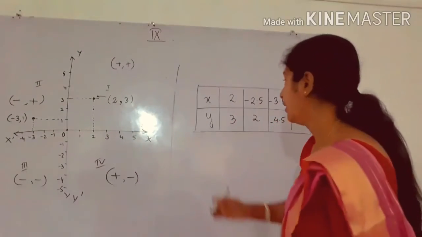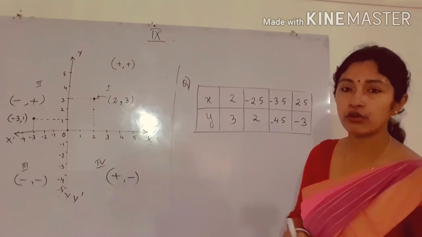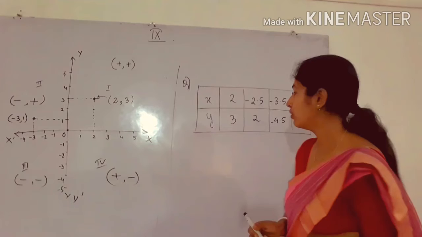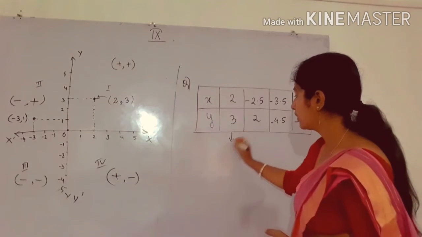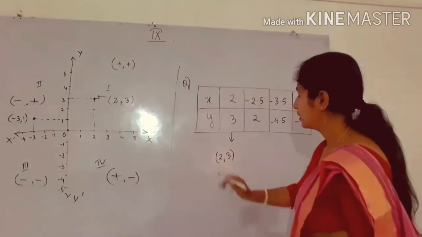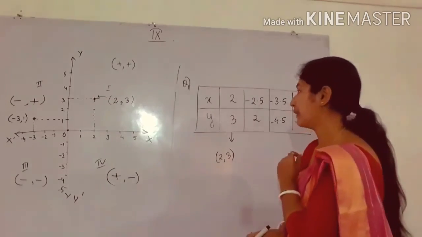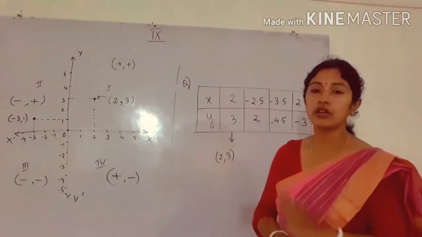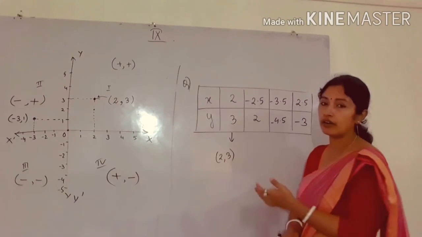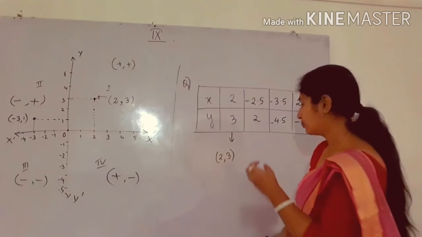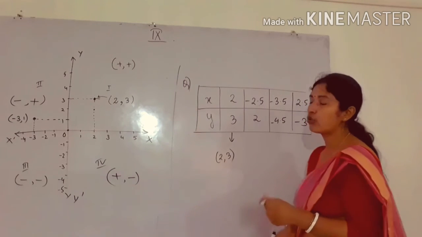So next question, see. Here the values of x and y are given. x is the abscissa, as you all know, and y is the ordinate. So for the first coordinate we can write (2, 3). These solutions are already given. The values of x and y are given. You just have to see in which quadrant each coordinate lies.